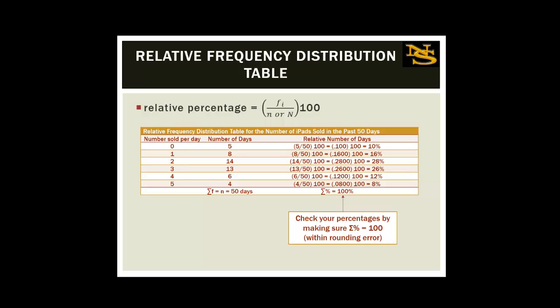Then if you move down, 8 out of 50 days, we sold 1. So 8 divided by 50 is 0.16, multiplied by 100, and you get 16%. So this just gives you a nice way to display the different percentages associated with the different values in your data set. And you can check your work by making sure that when you add up all of your percentages, you get something close to 100, at least within rounding error, because this represents that 100% of the values in your data set were represented in this table.